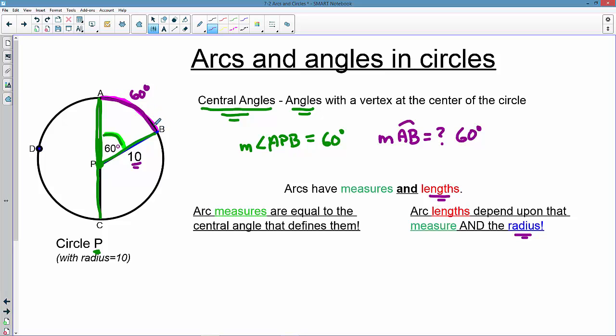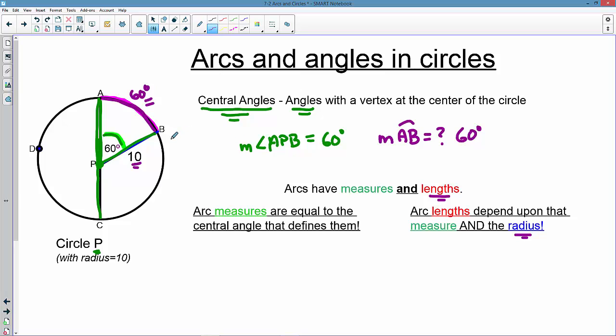So the measure tells you what percentage of a circle, right? So 60 degrees is a sixth of a circle. So the measure of an arc just tells you what percentage out of 360, right? What part of the circle it reflects. But it's not how long it is. That's arc length, and we're going to do that tomorrow.